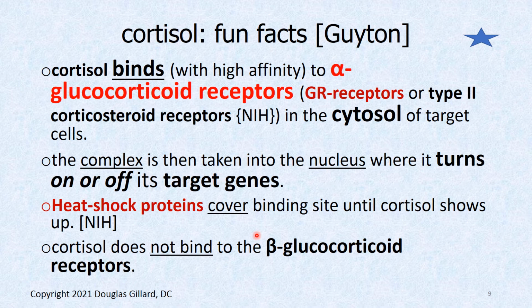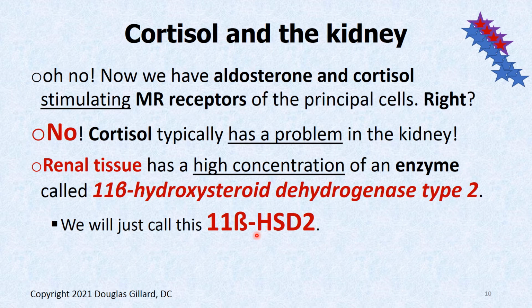The complex is taken into the nucleus together, and it targets genes and does what it's going to do. Heat shock proteins, there's a whole lecture I got rid of. We're not going into the weeds on those, but they're really important. They cover the binding sites for cortisol in the cytosol. Cortisol does not bind to beta glucocorticoid receptors, only alpha glucocorticoid receptors.